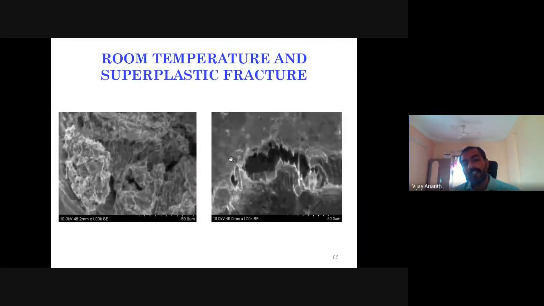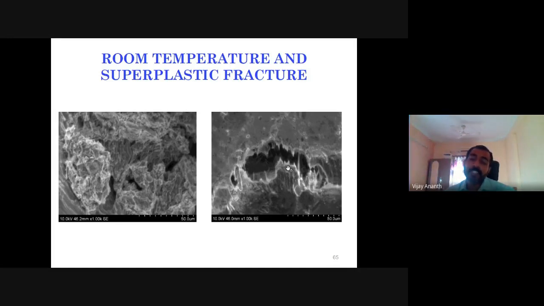This is the difference between the composite failing at room temperature and failing in superplastic forming at a higher temperature. At normal temperature it is very brittle in nature, failing in a brittle manner, and only dimples are seen. But in superplastic forming, a very ductile fracture takes place. Very small whiskers are found in this microstructure.